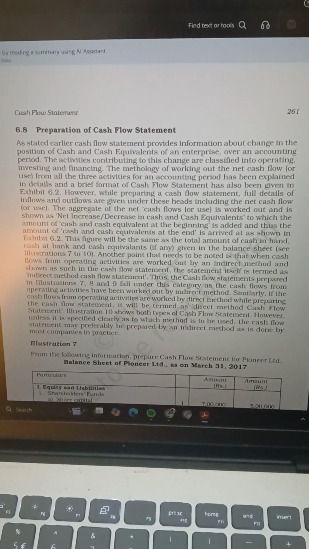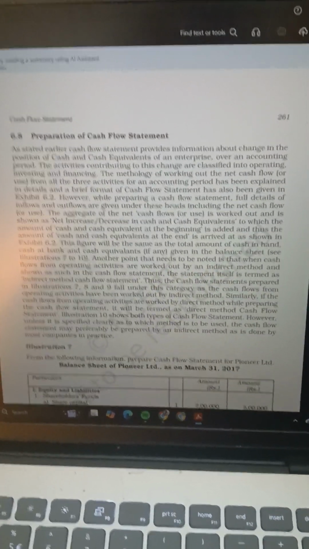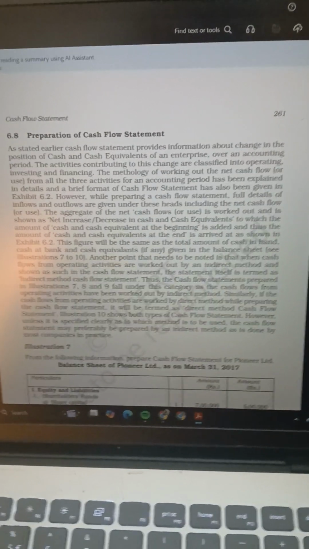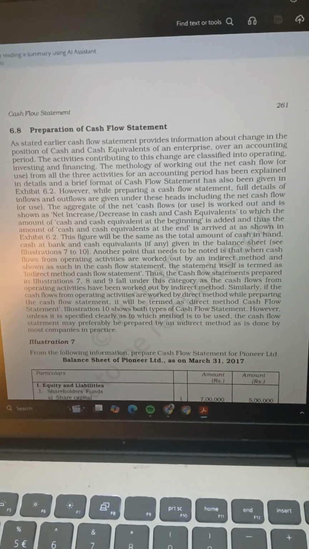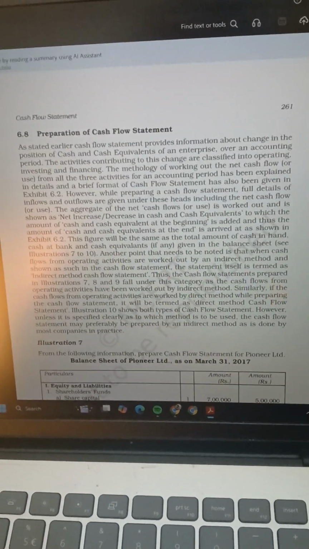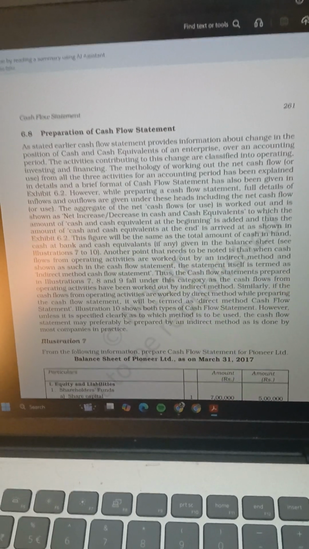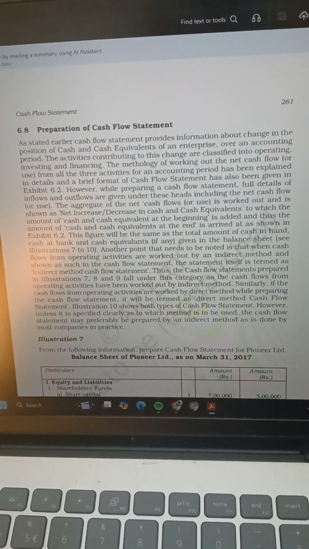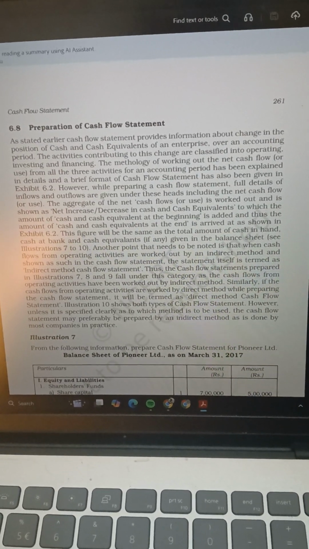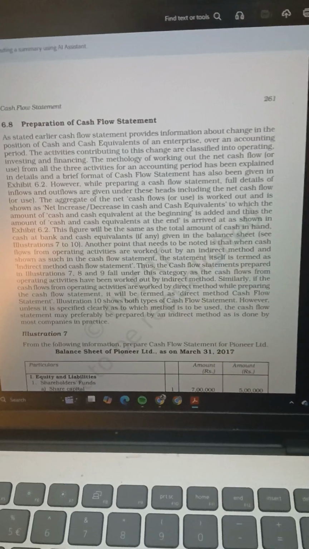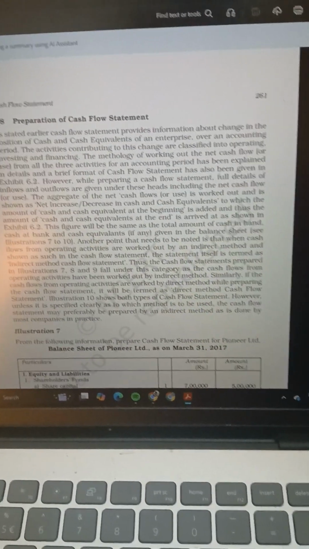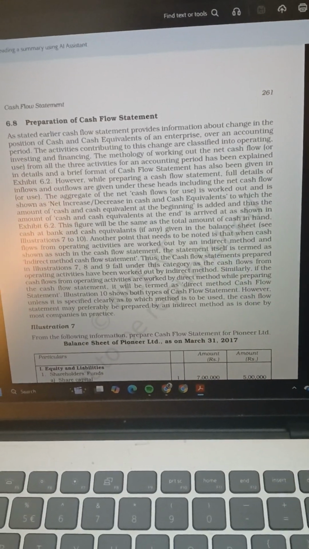Cash flow statement provides information about the changes in the position of cash and cash equivalents of an enterprise over an accounting period. The activities contributing to this change are classified into operating, investing, and financing. The methodology of working out the net cash flows from all these three activities for an accounting period has been explained in the earlier classes.